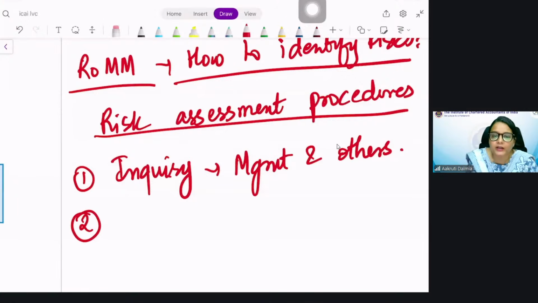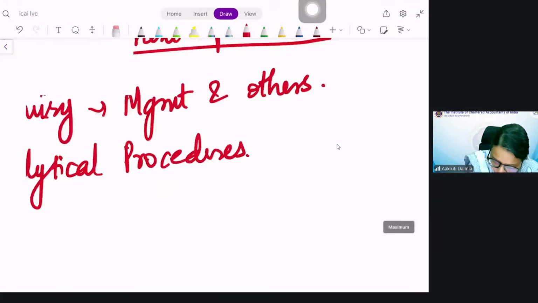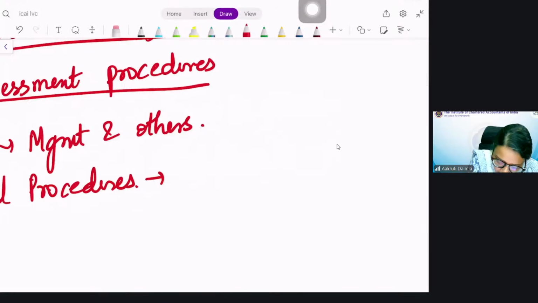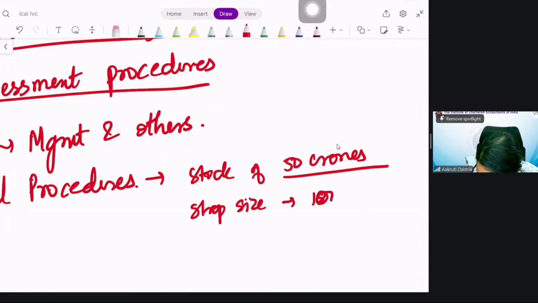Second, to identify the risks, the second way is analytical procedures. I'll give you a small example. Analysis tells you about risks. How? Pay attention. Let's say that I have seen that they are showing stock of 50 crores. Okay? They are showing stock of 50 crores, but the shop size is 100 square feet.